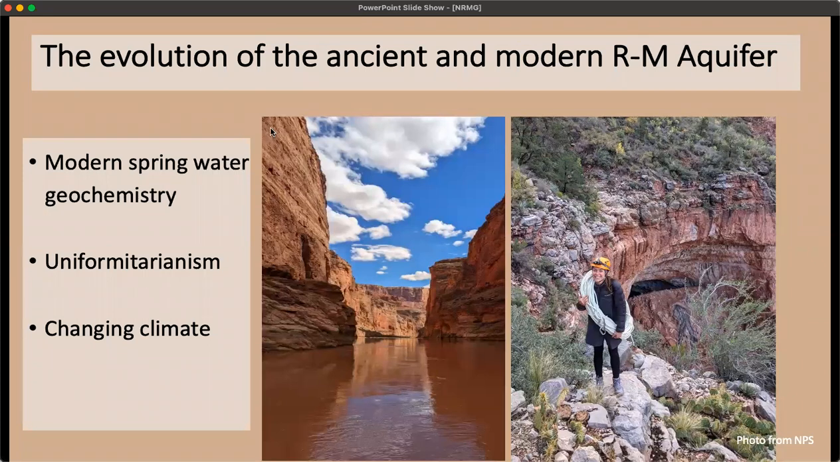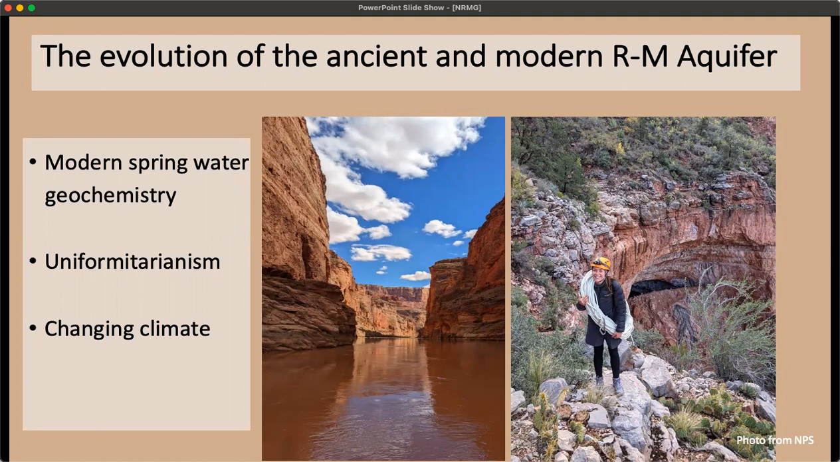Okay, so looking at the evolution of the ancient RM aquifer and the modern RM aquifer, modern spring water geochemistry tells us that hypogene speleogenesis is likely continuing today. The concept of uniformitarianism: processes that happened in the past are happening today. We have modern hypogene fluids at the level of the river.